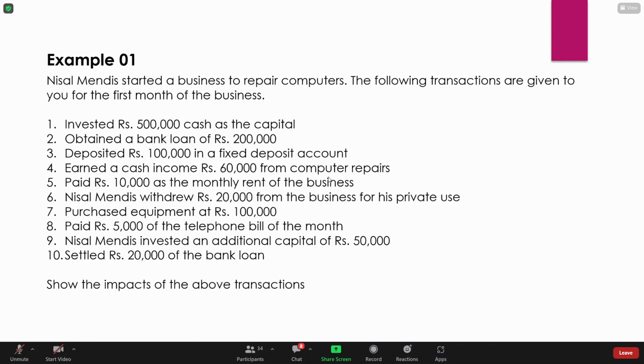If the fixed deposit is more than 12 months, it can count as a non-current asset. So the current asset reduces and non-current asset increases by 100,000. Fantastic.